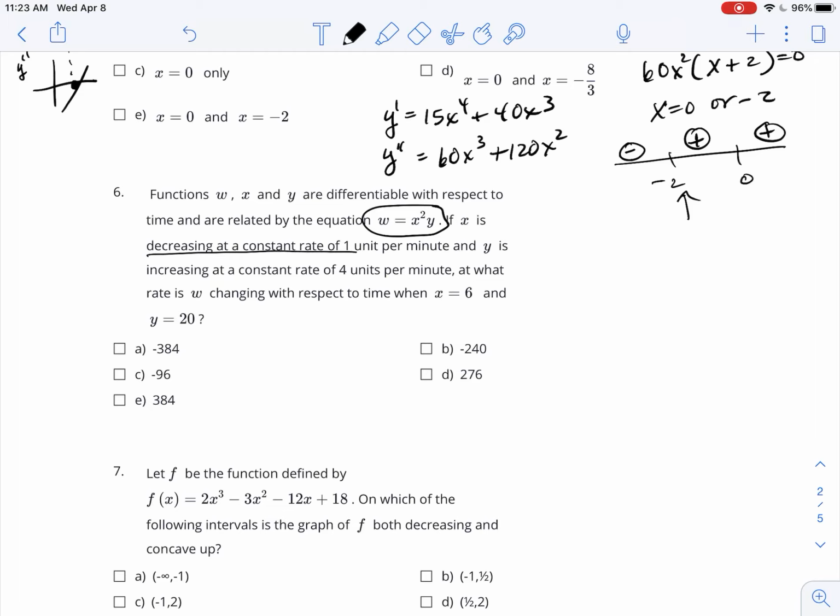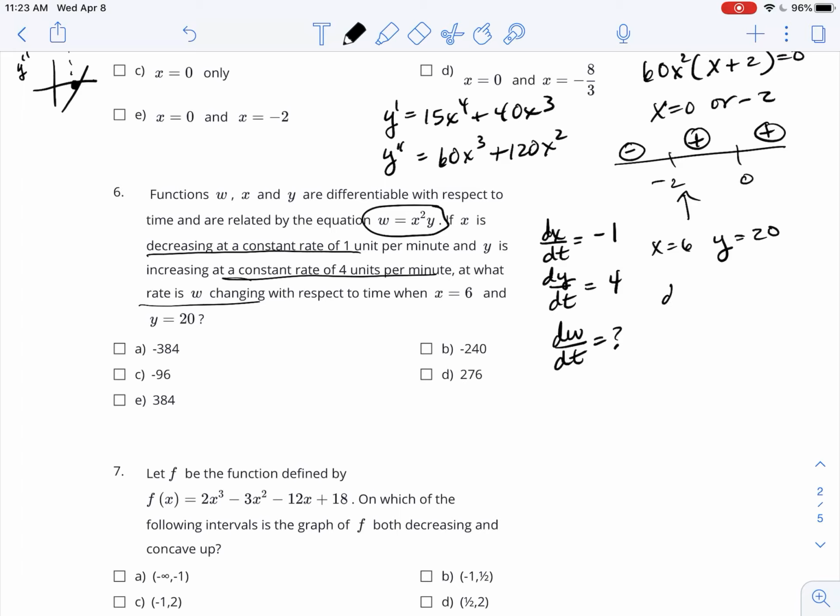Number 6. So we're given this equation that relates those variables. If x is decreasing at a rate of 1, so I know that's dx/dt, and that is decreasing at a rate of 1 unit per minute. dy/dt is increasing at a constant rate of 4, so I know that's +4. At what rate is w changing? And so that's the question, dw/dt. And we know that x is 6 and y is 20.